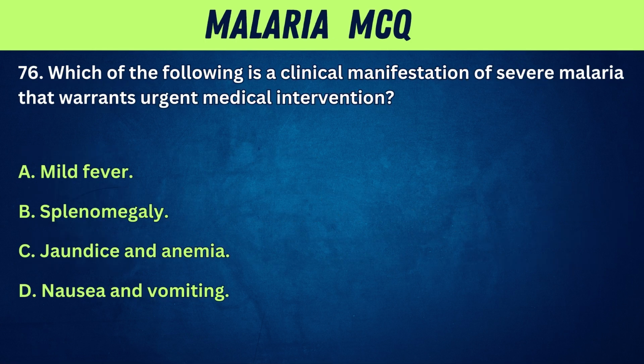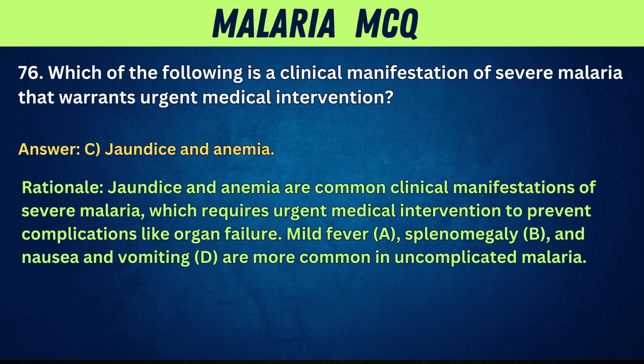76. Which of the following is a clinical manifestation of severe malaria that warrants urgent medical intervention? A. Mild fever. B. Splenomegaly. C. Jaundice and anemia. D. Nausea and vomiting. Answer: C.